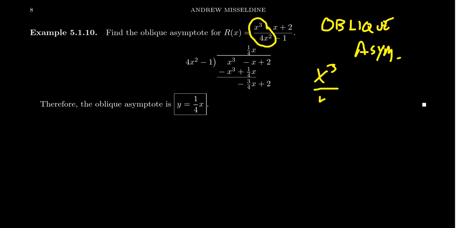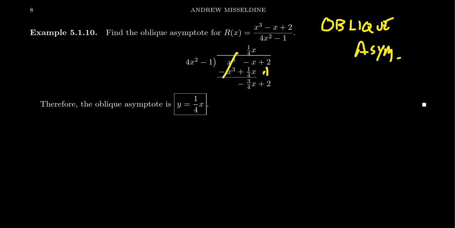So we get this term right here. We're going to take our divisor and times it by 1/4 x. 4x squared times 1/4 x is going to give us an x cubed. We're going to subtract it. And then we're going to take 1/4 x times negative 1. That's going to be a negative 1/4 x, and then we're going to subtract that so it becomes positive. The x cubes cancel, and we're going to get negative x plus 1/4 x. That combines to give you this.